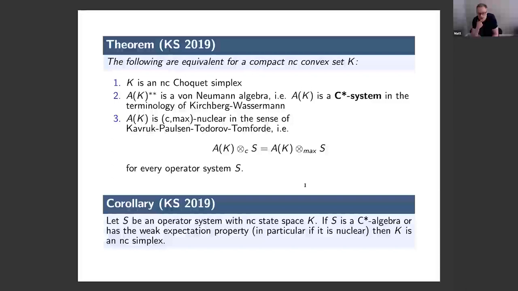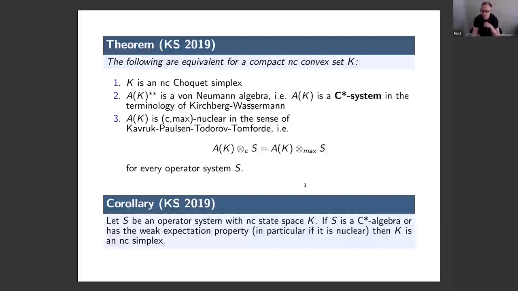This gives us examples because it's a fact, not so hard to prove, that if I have a non-commutative C-star algebra, then its state space is never a simplex. It's never a classical simplex. So any non-commutative C-star algebra immediately gives us an example of an NC simplex which does not come from a classical simplex.